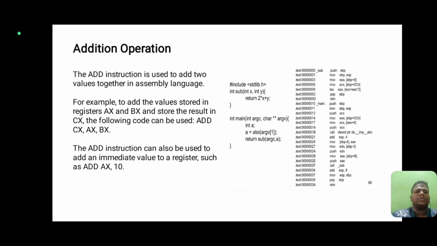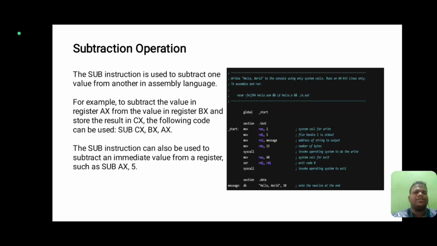Addition operation. The ADD instruction is used to add two values together in assembly language. For example, to add the values stored in register AX and BX and store the result in CX, the following code can be used: ADD CX, AX, BX. The instruction can also be used to add an immediate value to a register, such as ADD AX, 10.